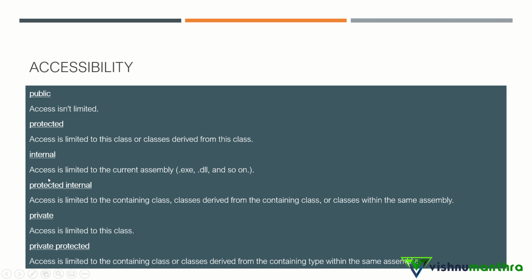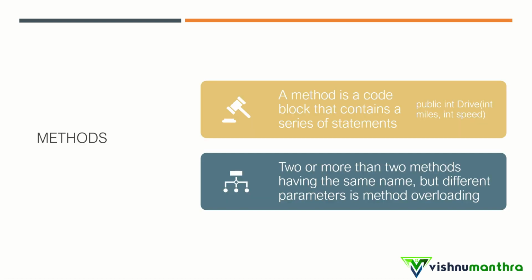So internal means it is limited to that particular DLL. So now I will give you an overview regarding methods. A method is a code block that contains a series of statements. Inside the code block, if we want to write a series of statements, we can group everything inside a method.